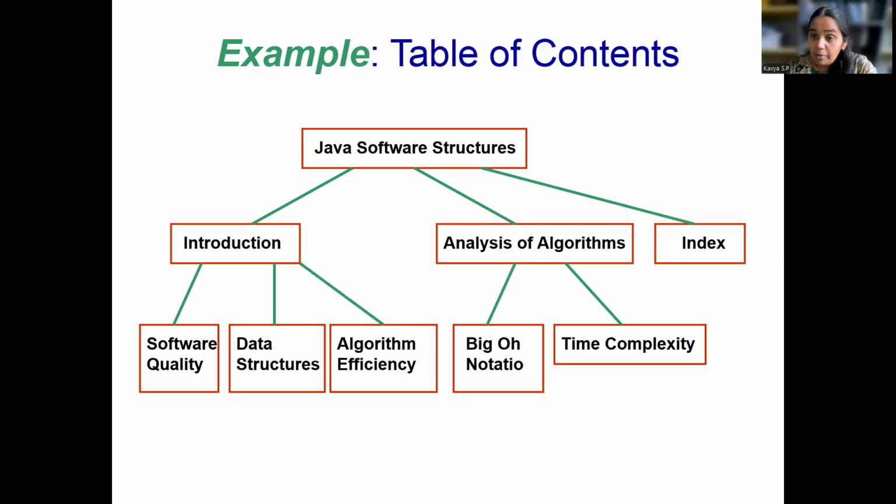Talking about the table of contents of any book for that matter, here the example is a Java software structures book, right? So the introduction part will be different. From there we'll traverse to Java introduction, data structure introduction or algorithm introduction, and there is a different branch of analysis of algorithms that talks about space and time complexity, and we have a separate thing called index, from which we can move on to the different chapters of the book.